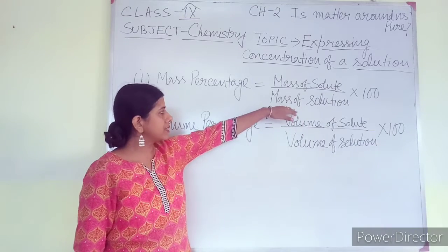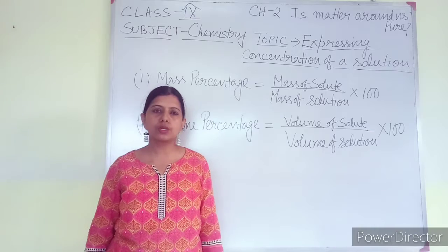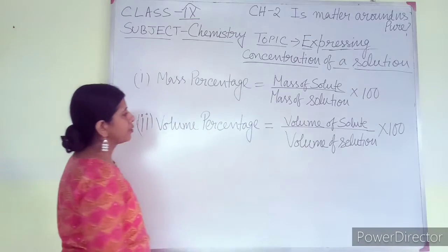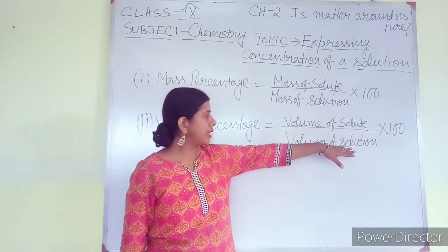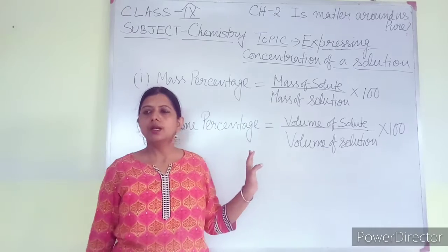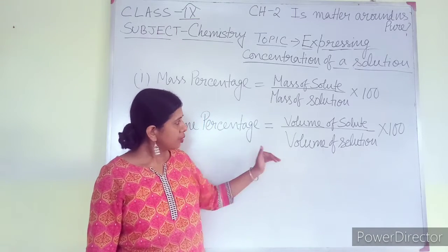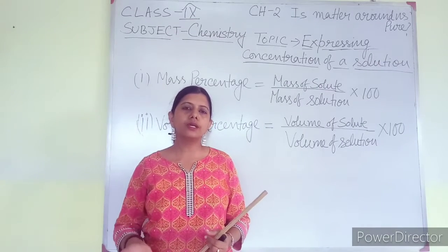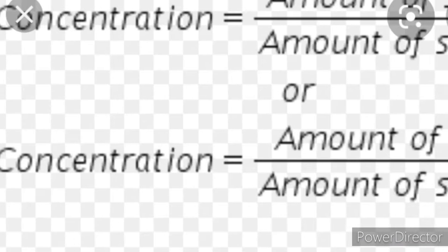Here in the denominator you have to take the mass of solution, not solvent. This you have to remember. The second one is volume percentage: volume of the solute by volume of solution into 100. That will give you the volume percentage. So in this way we can define the concentration of the solution. Now we are going to do some numericals based on this topic.